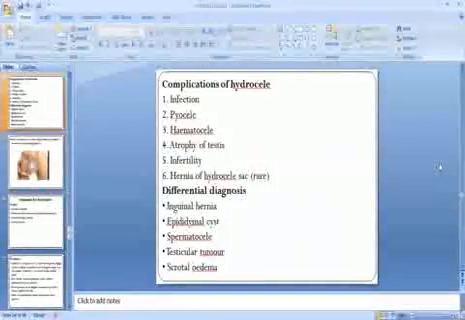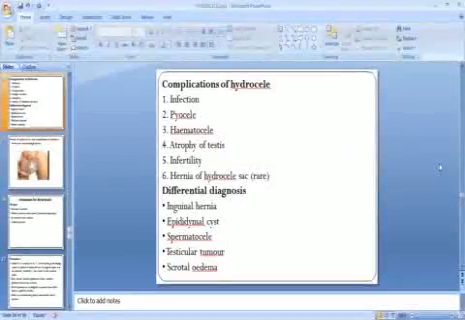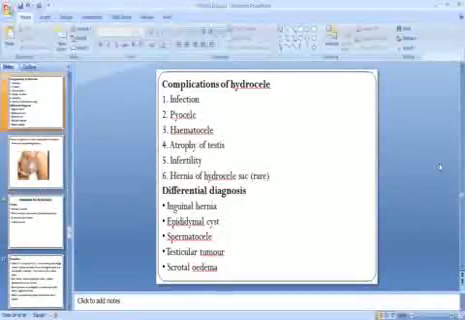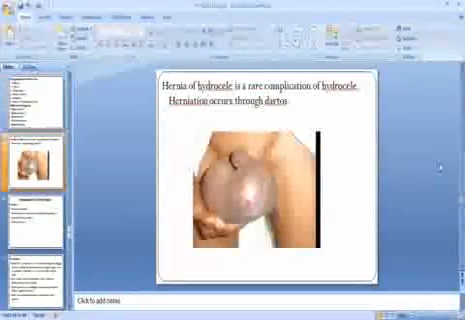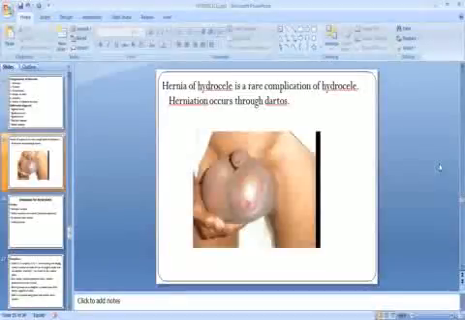Complications of hydrocele: infection, hematocele, atrophy of testes, infertility, and hernia. Differential diagnosis: inguinal hernia, epididymo-orchitis, metastasized testicular tumors, scrotal edema. Herniation is a rare complication of hydrocele. It occurs through the dartos.